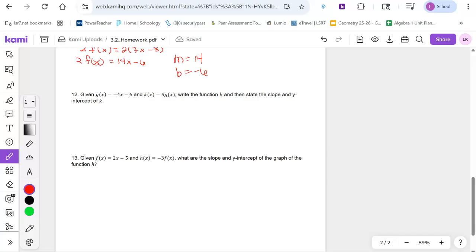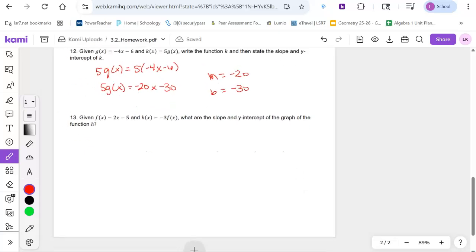Same thing for this one. Given g of x equals negative 4x minus 6, and k of x equals 5 times g of x, write the function k, and then state the slope and the y-intercept. So again, I am taking 5 g of x, which is going to equal 5 times negative 4x minus 6. So 5g of x is going to equal negative 20x minus 30. So my new slope is negative 20, and my new y-intercept is negative 30. Now, I'm going to leave 13 for you to do.